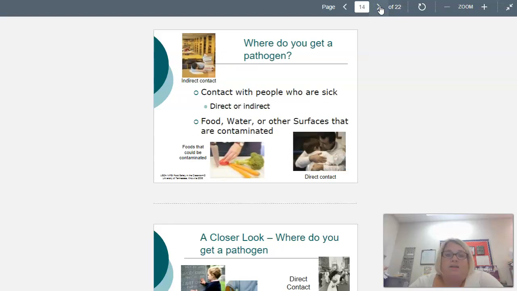How are you getting these pathogens? It can be in contact with people who are sick, either direct contact or indirect contact. It can be in food, the water, other sources that are contaminated. That's why when you go to third world countries, you have to take water purification tablets because of the bacteria that lives in that water.